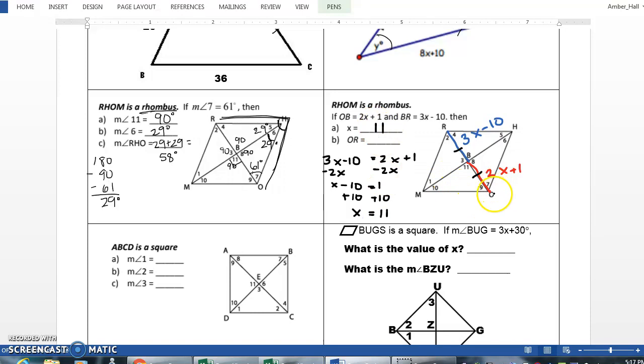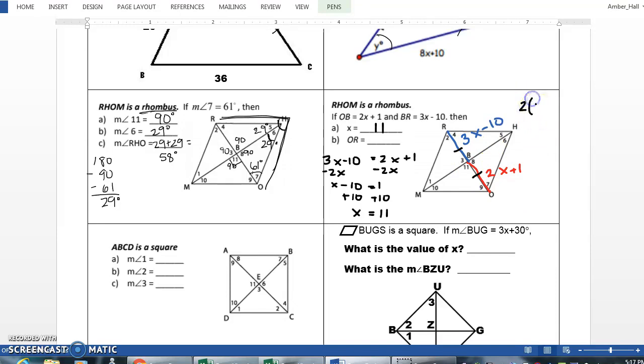Alright, next we need to find the length of OR. And the length of OR is both OB plus BR. And we know that OB and BR are congruent, so if I can find the length of one of those, I just know to add those together. So I'm going to plug it in.